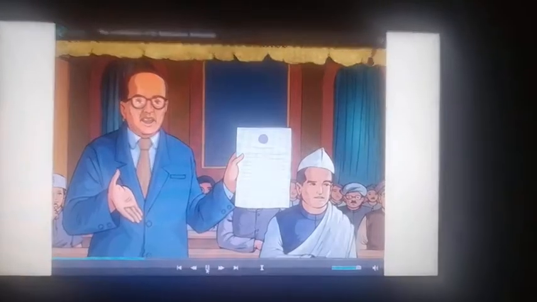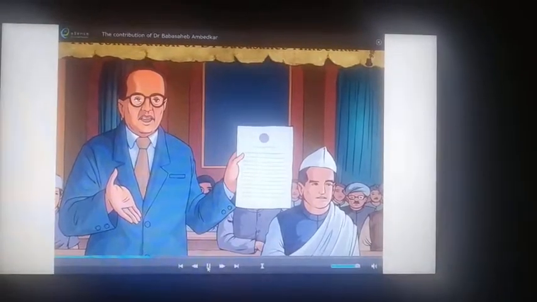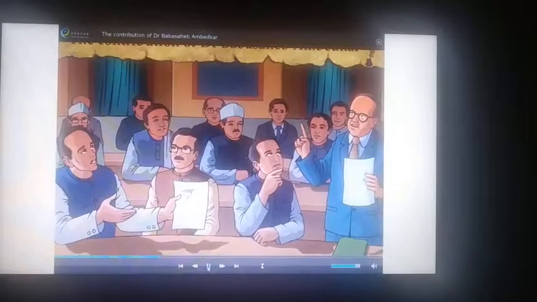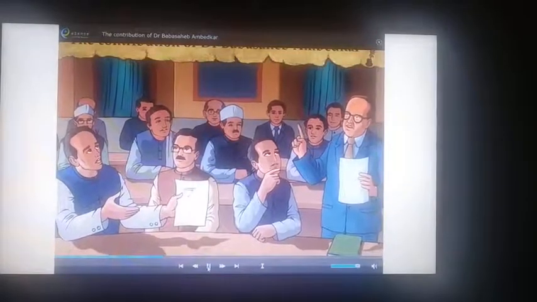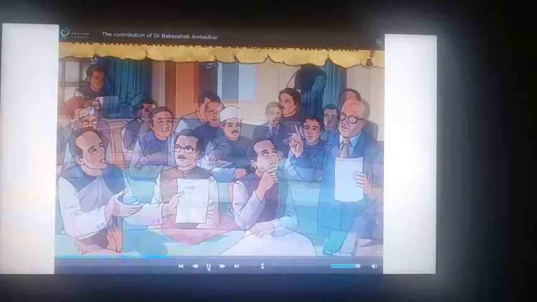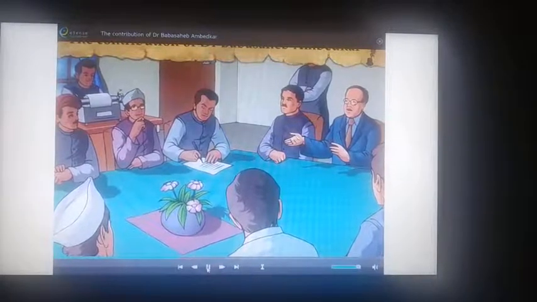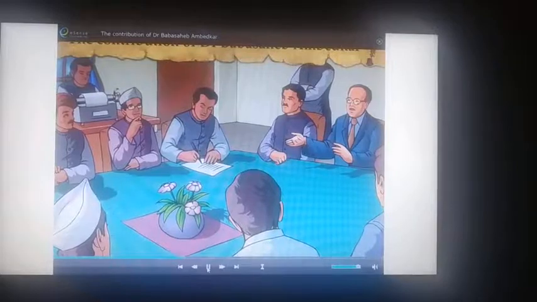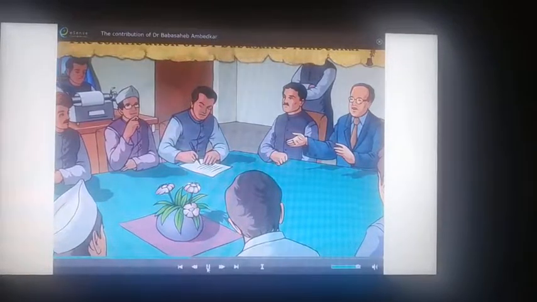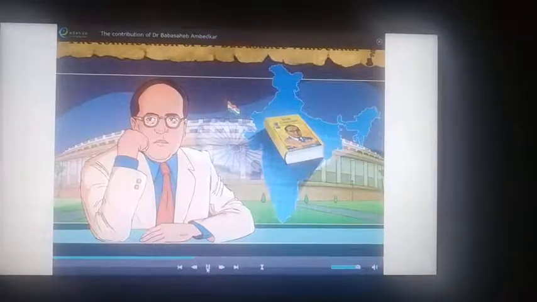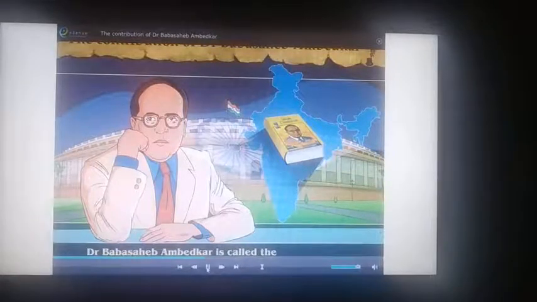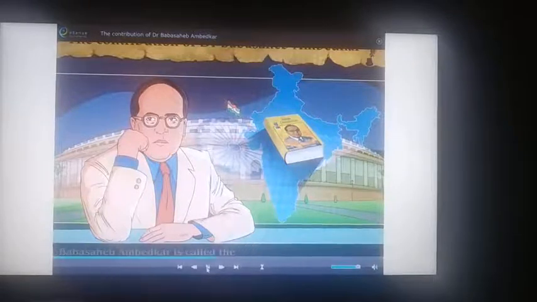Dr. Baba Saheb Ambedkar handled the task of presenting the draft, answering the various questions raised on it, making changes in the draft as per the suggestions of the Constituent Assembly, and making every provision of the Constitution flawless. Due to his contribution towards the making of the Constitution, Dr. Babasaheb Ambedkar is called the architect of the Indian Constitution.